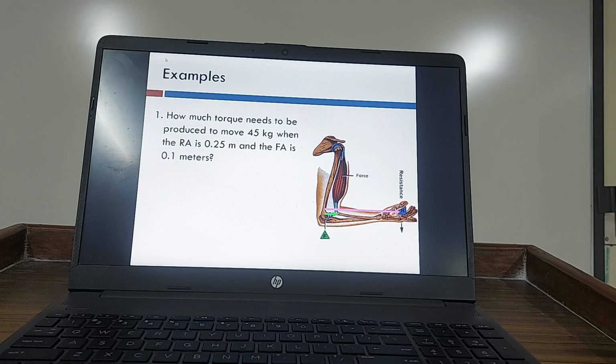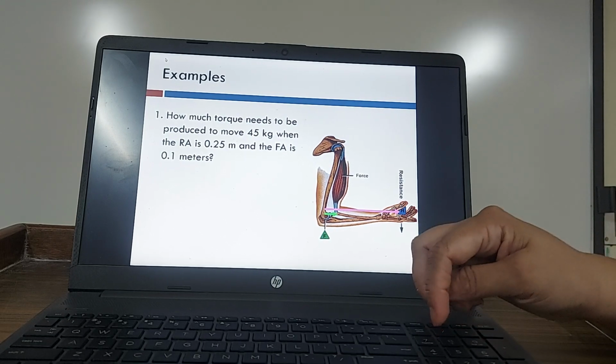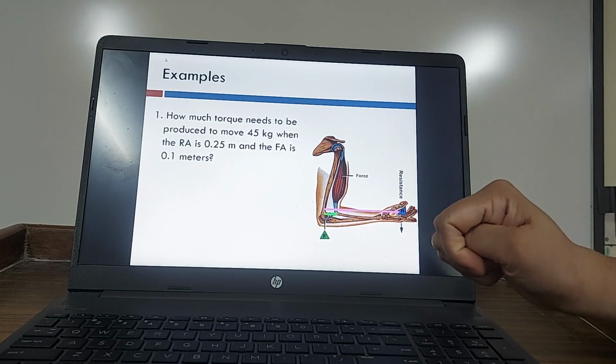Yes, you just need to fill this. Can you please tell me how much torque needs to be produced to move 45 kg when RA is 0.25 meter and the FA is 0.1 meter? You need to tell me the torque. 45 kg, 0.25 is the RA, resistance arm, and FA is 0.1 meter. Yes, can you tell me?